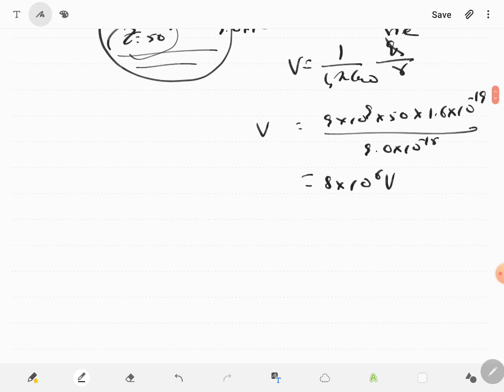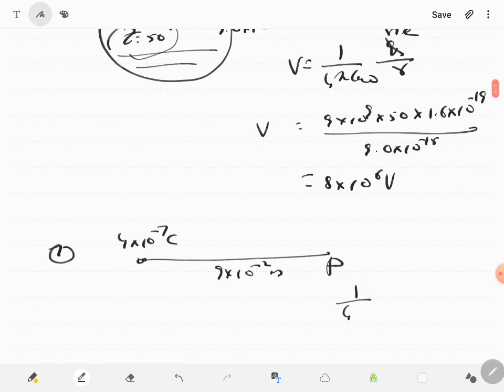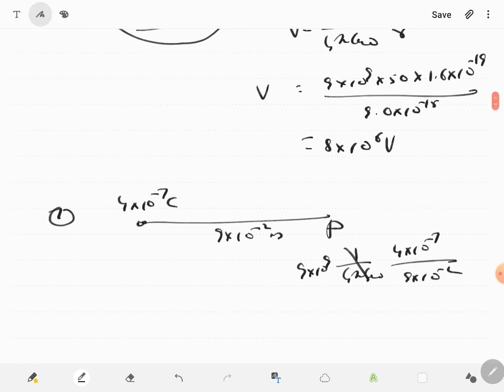Let's go to the next question. The seventh question, calculate the potential at a point P due to a charge 4 into 10 to the power minus 7 coulomb located 9 centimeter, which is 9 into 10 to the power minus 2 meters, away from this. So it's just 1 by 4 pi epsilon naught into Q, which is the source charge, by R, which is the distance. This itself is 9 into 10 to the power 9. So just do the calculation. You get the potential at that point, which will be 4 into 10 to the power 4 volts.